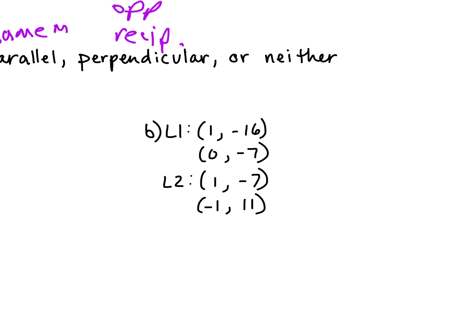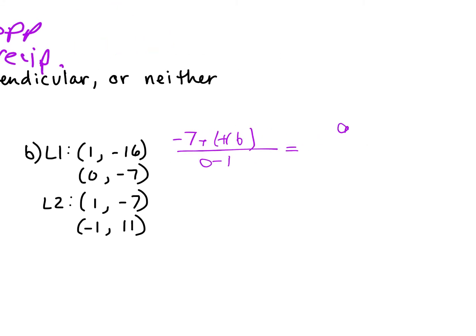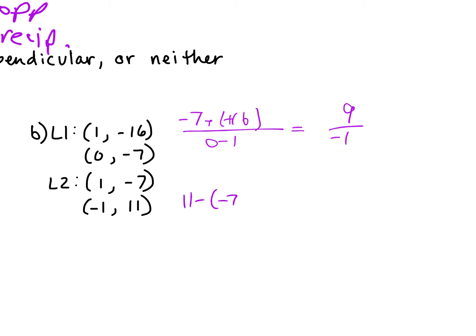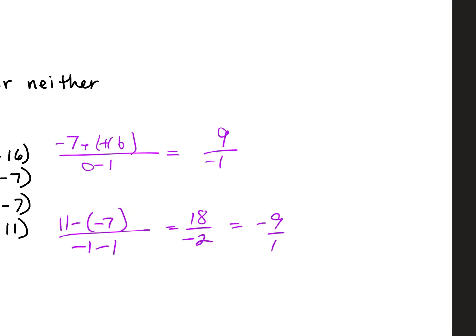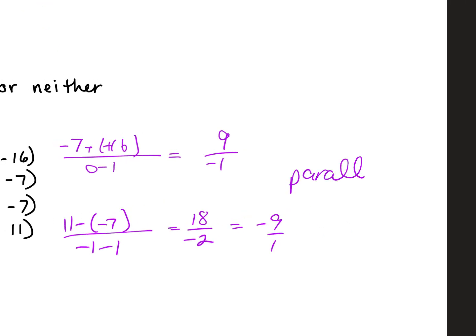Over here, if they're giving me 2 lines, they give me 2 points of each line. Just find the slopes. So watch, see if you agree with me. Negative 7 minus a negative 16 over 0 minus 1? Minus a negative gives me a positive, so 9 over negative 1. Same thing here. 11 minus negative 7 over negative 1 minus 1. So I get 18 over negative 2. What does that reduce to? Negative 9. Negative 9 over 1. What are these? Same. Parallel. So we could have just left it at that.